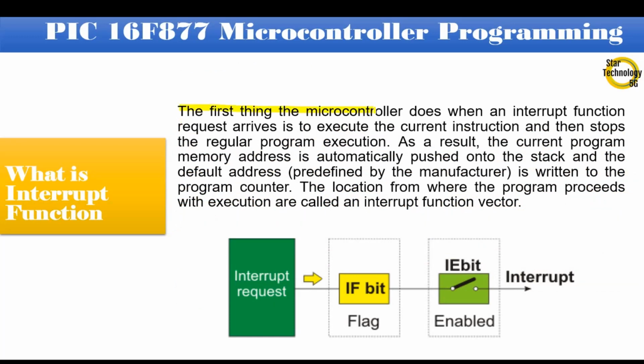The first thing the microcontroller does when an interrupt function request arrives is to execute the current instruction and then stop the regular program execution. As a result, the current program memory address is automatically pushed onto the stack and the default address, predefined by the manufacturer, is written to the program counter. The location from where the program proceeds with execution is called an interrupt function vector. As you can see in the figure, when any device needs a microcontroller service, it will generate an interrupt function request. An interrupt function flag bit will rise, and the microcontroller serves the interrupt function routine.